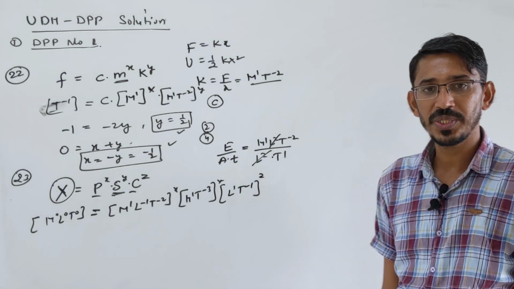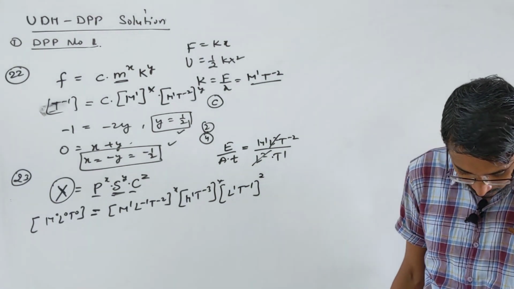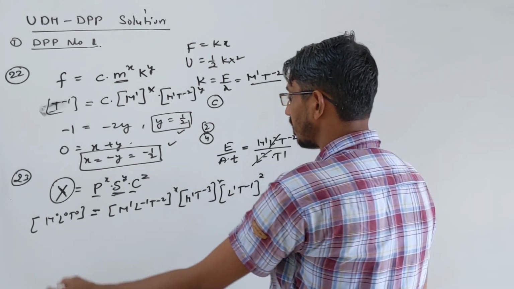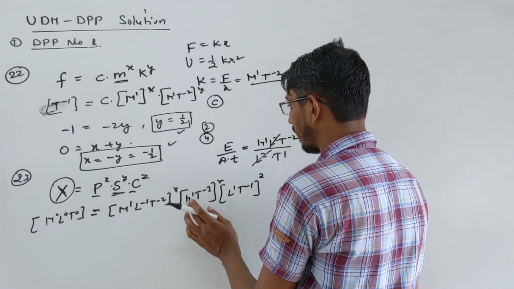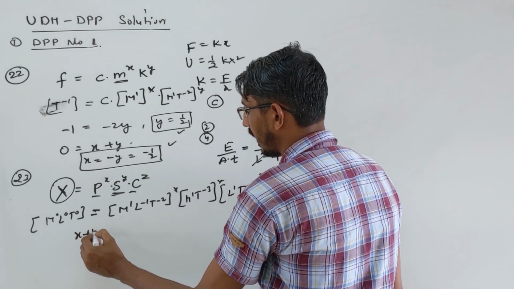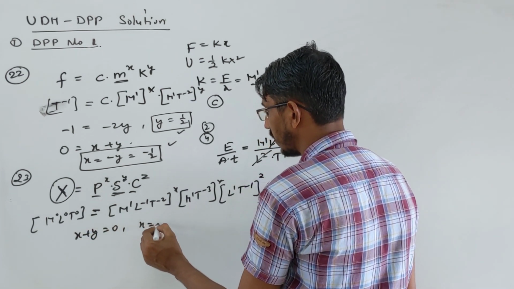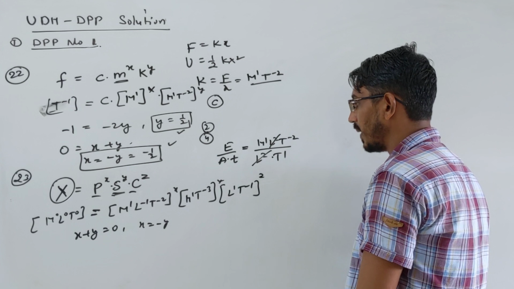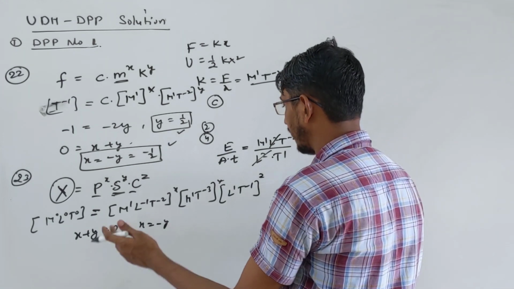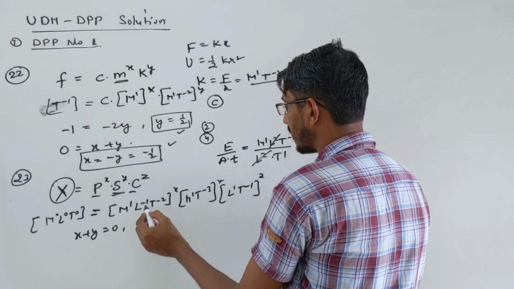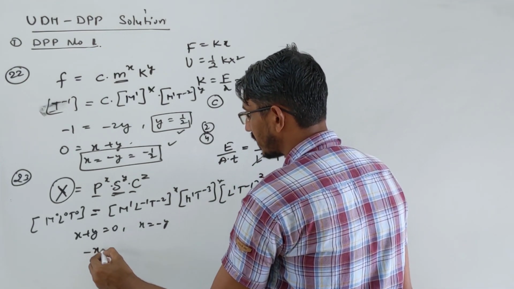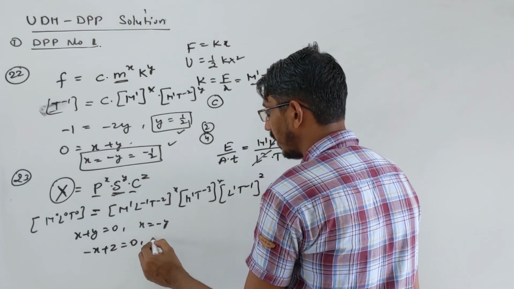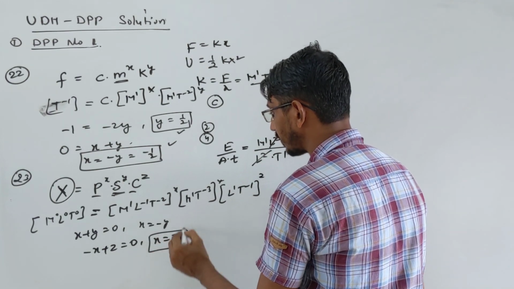Okay. Same procedure, we have to compare dimensions on both sides and find the X, Y, Z powers. Let's compare the dimension of mass: M power 1 into X, M power 1 into Y. So X plus Y is equal to 0, which means X is equal to minus Y. Let's compare the dimension of length: L power minus 1 into X, 1 into Z. So minus X plus Z is equal to 0, so X is equal to Z.